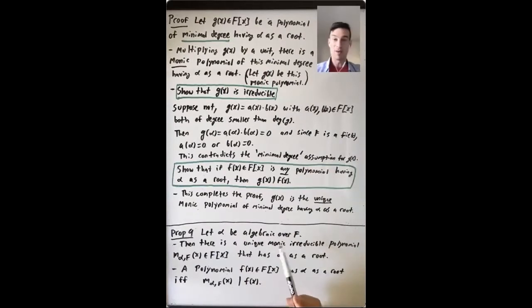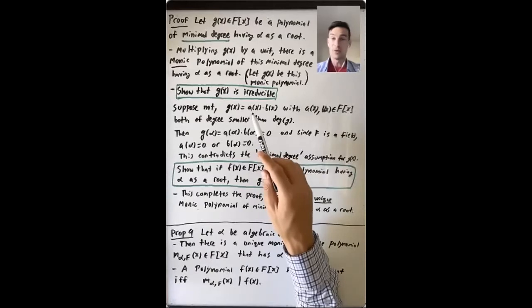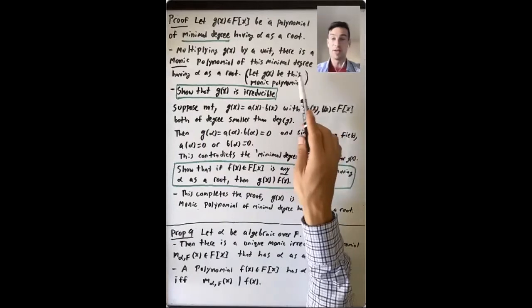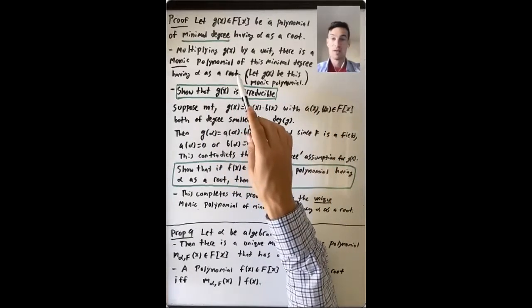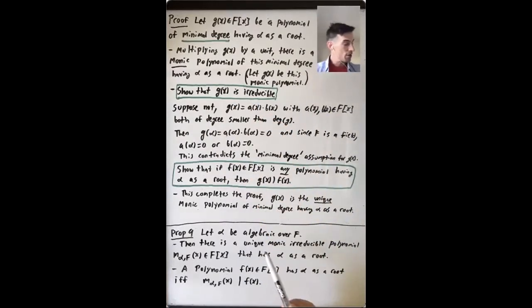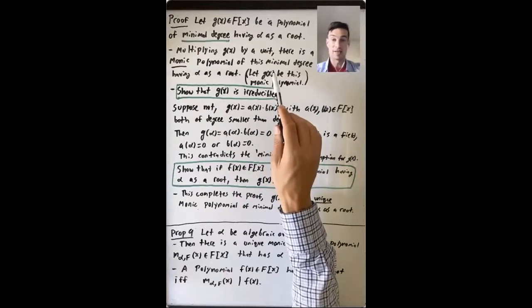So there's no guarantee that the polynomial we took is monic. So we can scale our polynomial by a unit in F bracket x. So we can scale by an element of F star without changing the roots at all. So that means that there is some monic polynomial of this minimal degree having alpha as a root. So we're going to show that that polynomial is irreducible, and it's unique, that it's our unique monic irreducible polynomial having alpha as a root. So let's call that monic one g of x.